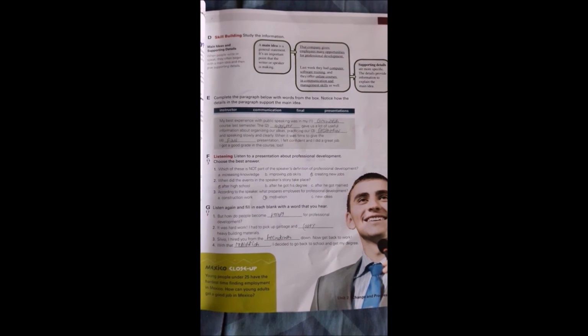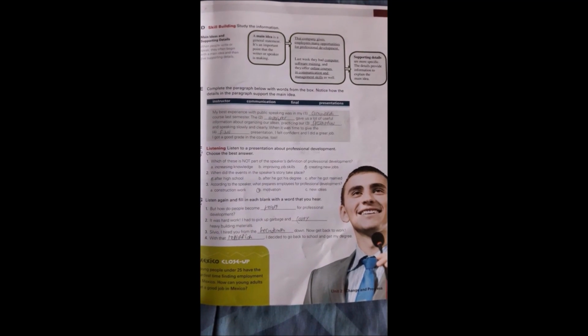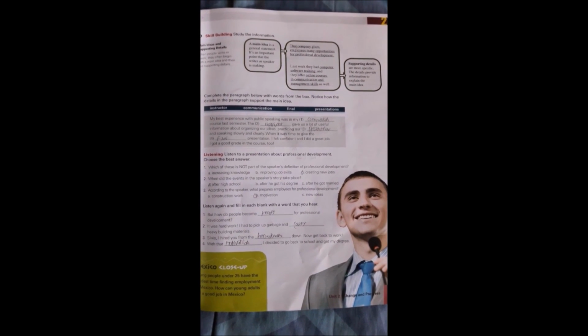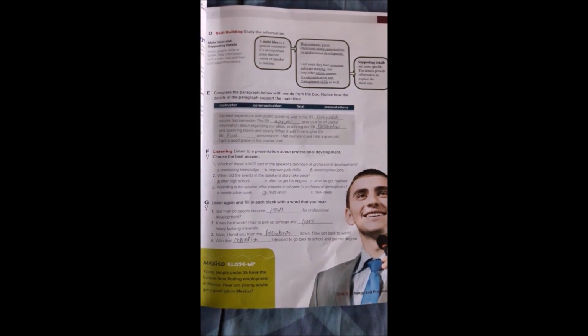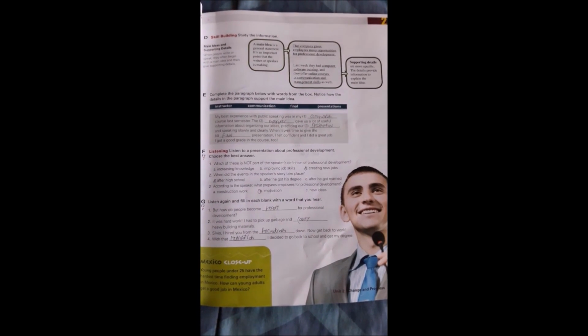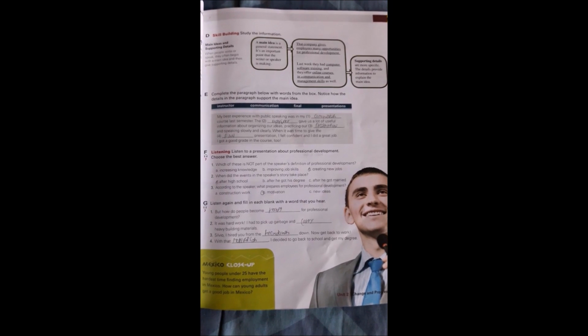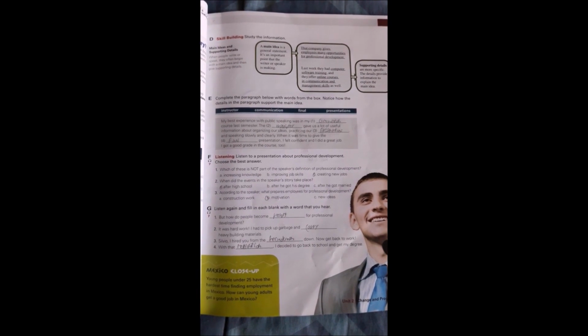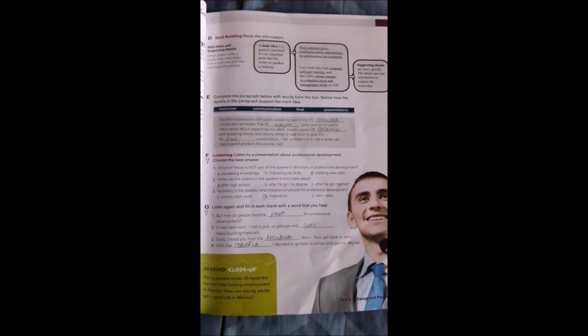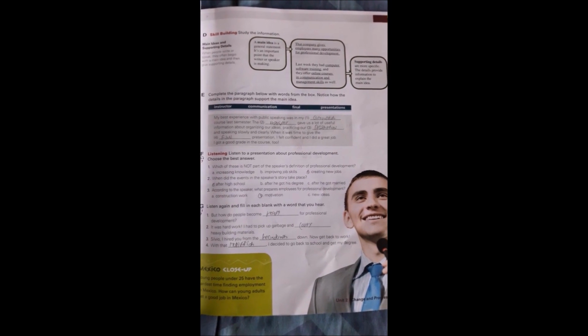Page 23, Activity E. We complete the paragraph below with the words from the box. In Activity F, we listen to a presentation of professional development, and then we choose the best answer for each question. And finally, in Activity G, we listen again and we fill in each blank with a word that we hear.